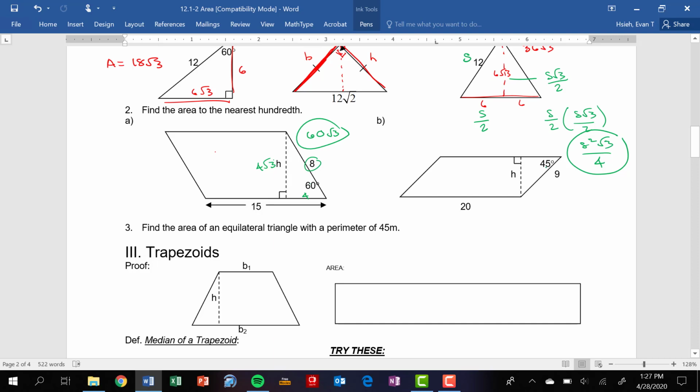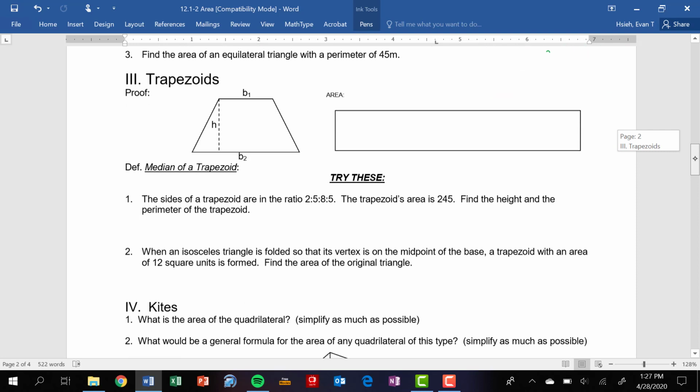This is the same type of problem where this is a 45, 45, 90. This will just end up being 9/2 root 2, like that. And you can just find the area from that. Okay, moving on to trapezoids.